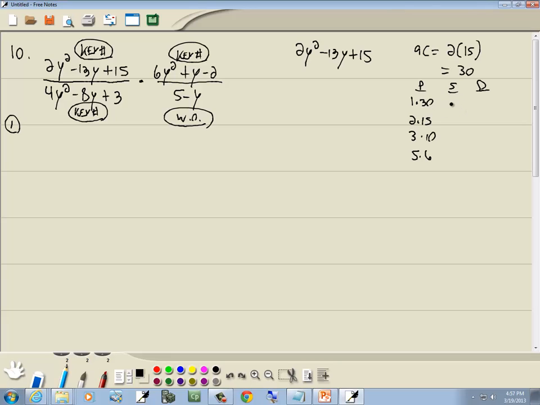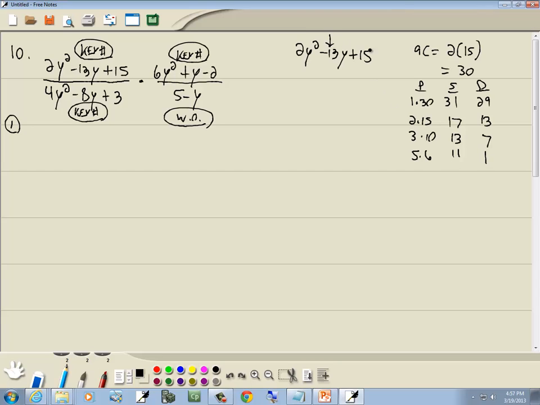Add them together. 1 plus 30 is 31. 2 plus 15 is 17. 3 plus 10 is 13. 5 plus 6 is 11. Difference column, subtract them. 30 minus 1 is 29. 15 minus 2 is 13. 10 minus 3 is 7. 6 minus 5 is 1.